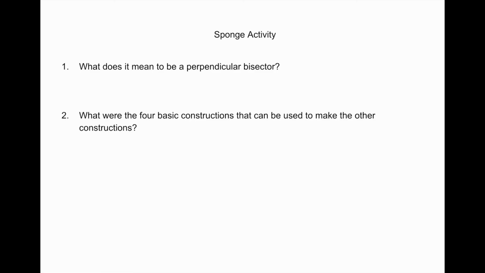All right, now time for the sponge activity. I have two questions. Number one, what does it mean to be a perpendicular bisector? And number two, what were the four basic constructions that I said can be used to make the other constructions?